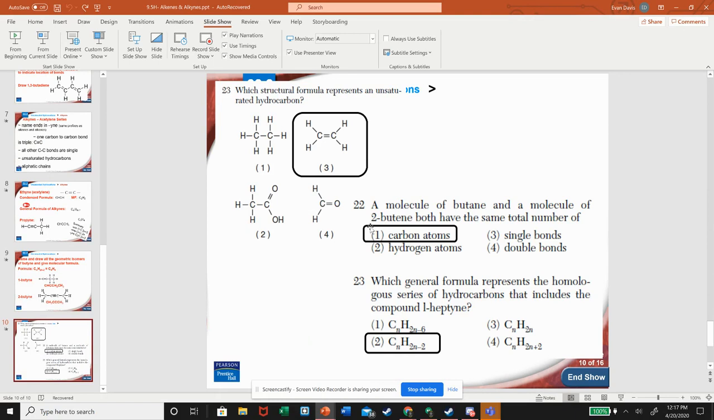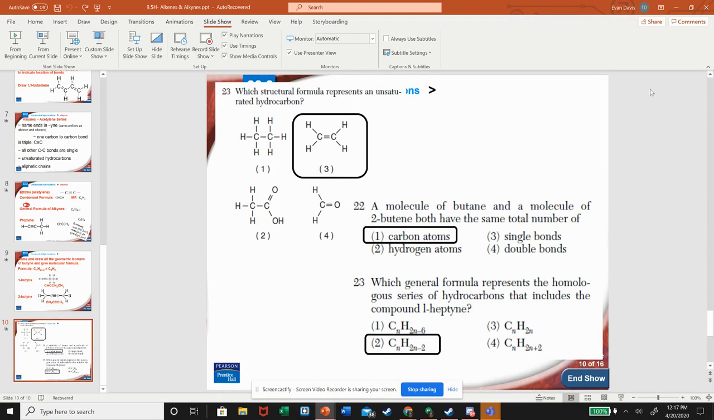All right, that is it for this set of notes, and I will see you next time. We're going to talk about other organic compounds that contain elements other than just carbon and hydrogen. So we're going to throw in some halogens and some oxygens and some nitrogens in there just for fun.